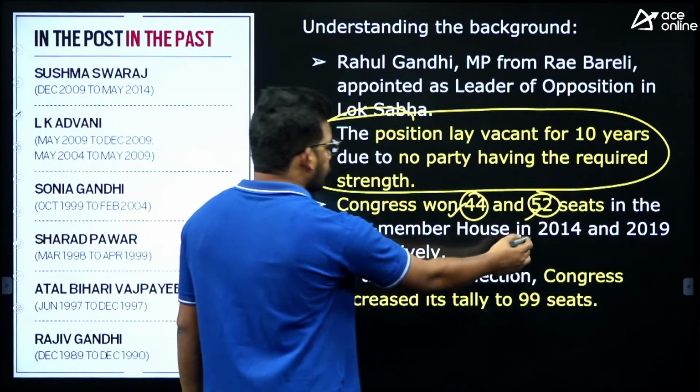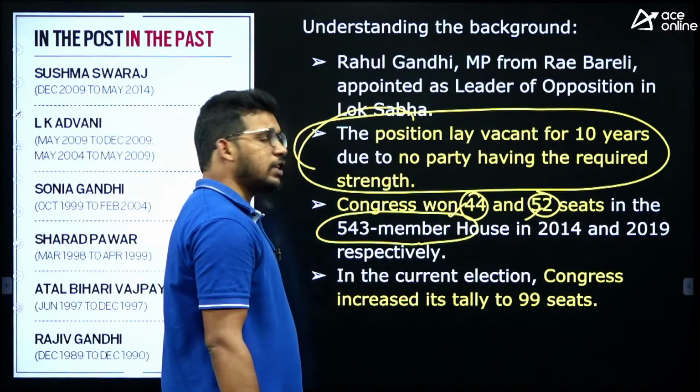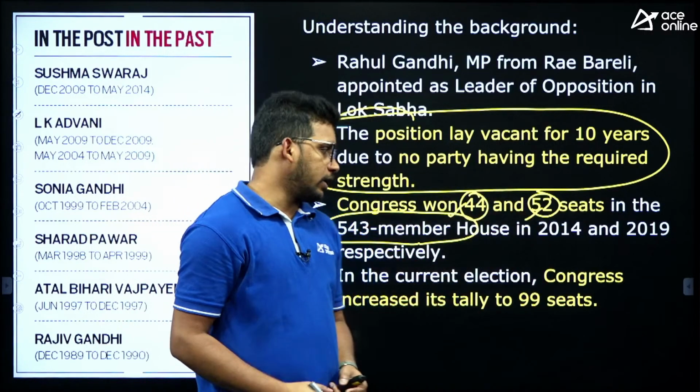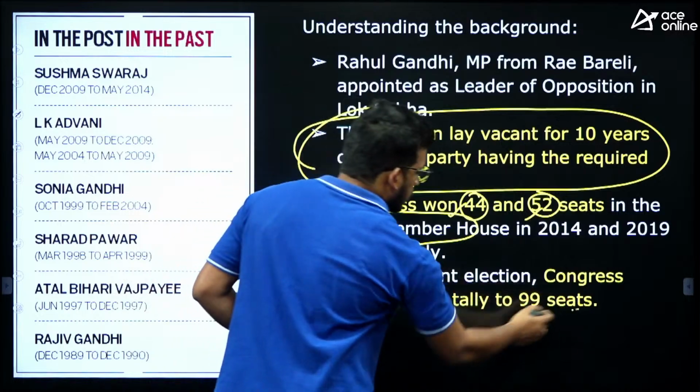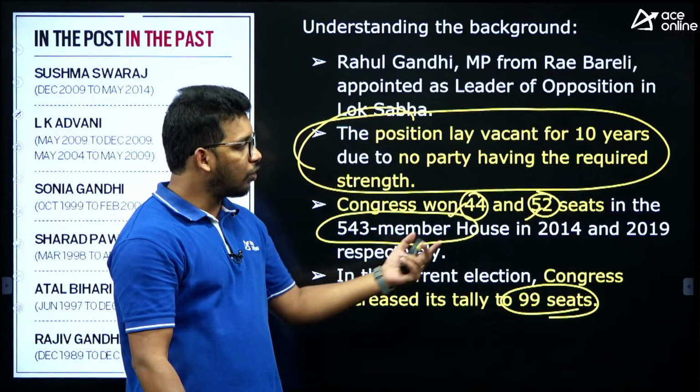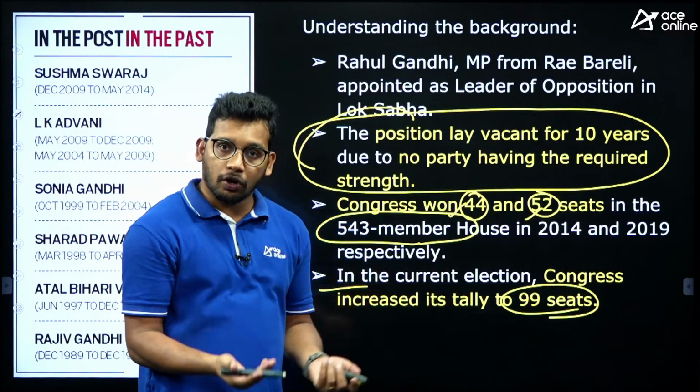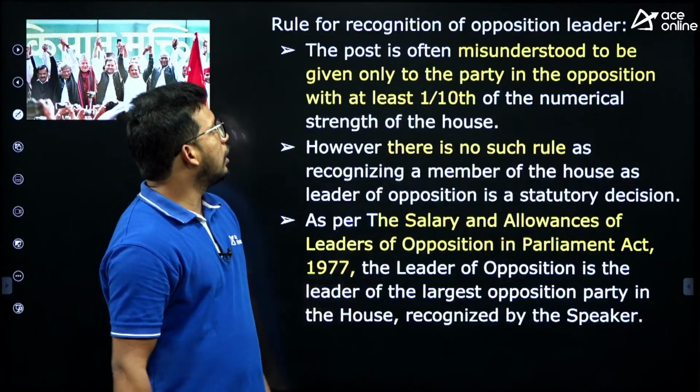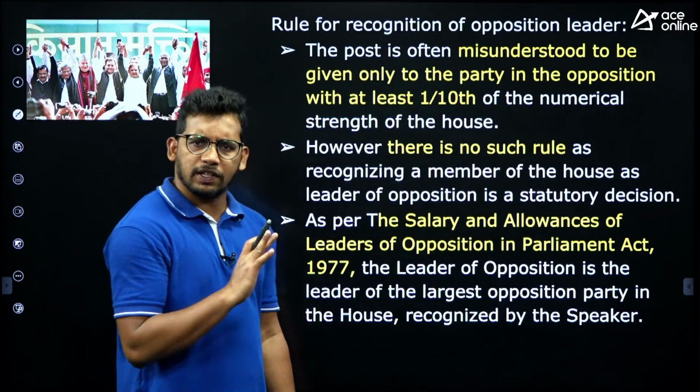So that's why, in a 543-member House, at least 55 seats should be there, but they did not get them, right? Now, in the current situation, they got 99 seats, and they got the opposition status as well, even according to the convention. Fine. Now, what is the rule from where this is derived?